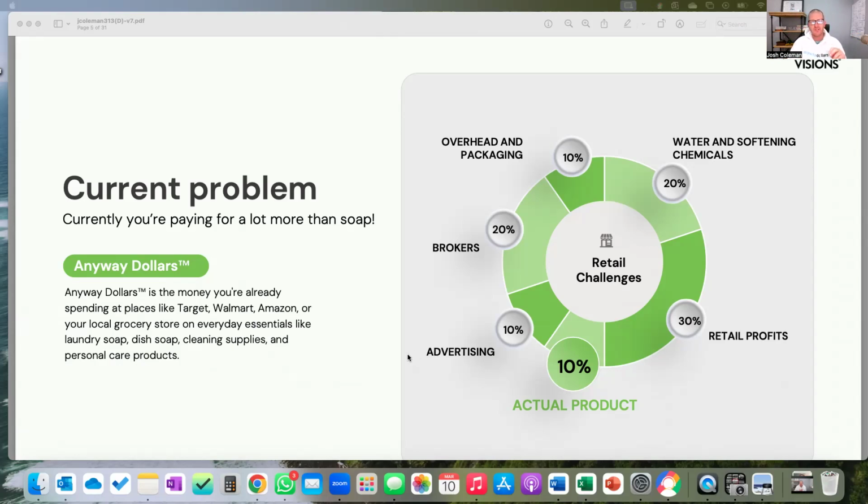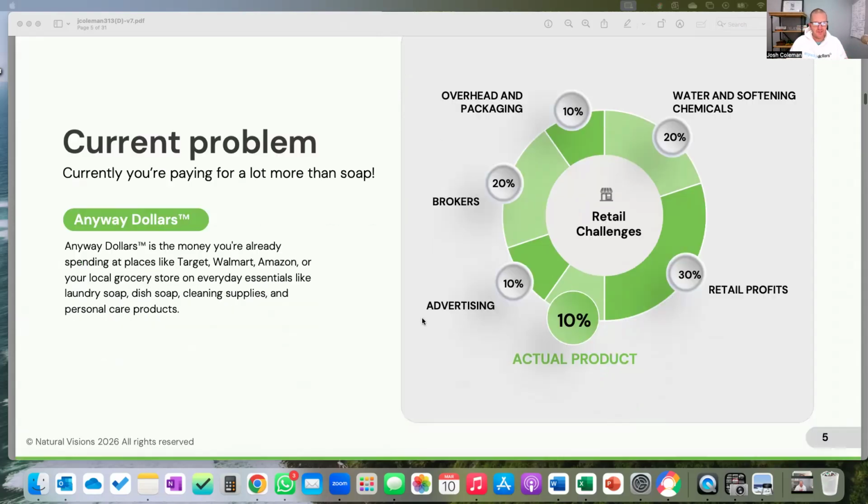What you really need to understand though, and if you walk away with nothing more than just this, is anyway dollars is described and defined by the money that you and I are already spending in places like Target, Walmart, Amazon, and local grocery store chains on everyday essentials like laundry soap, dish soap, cleaning supplies, personal care products. We're buying it anyway, hence anyway dollars, right?